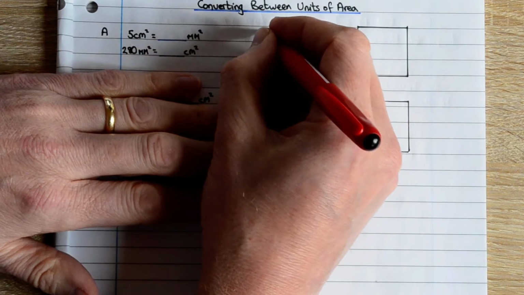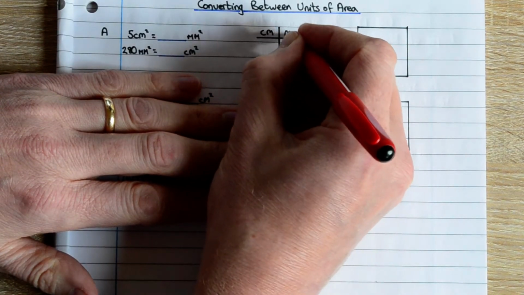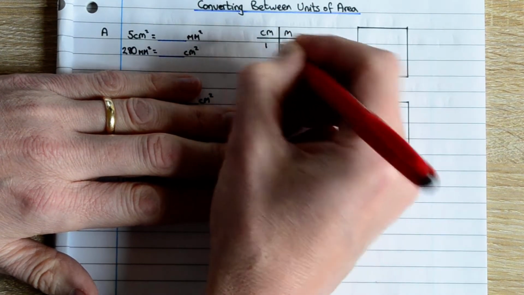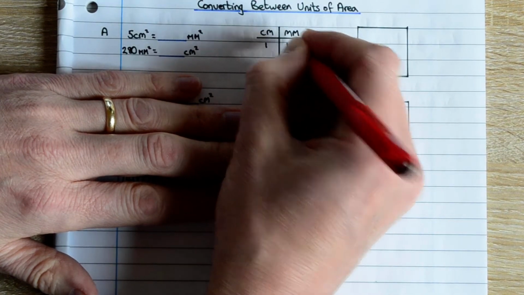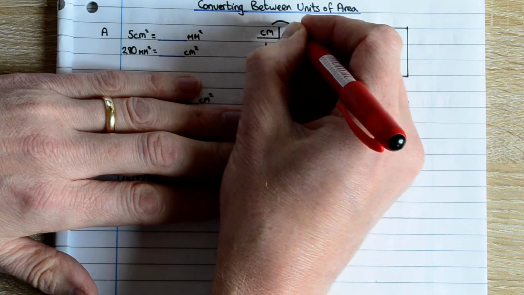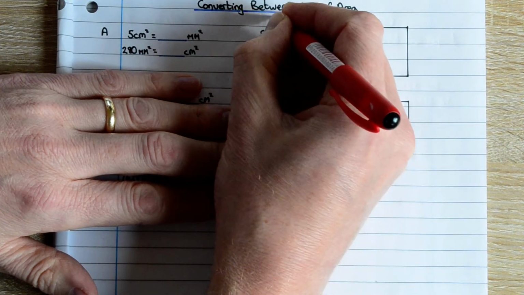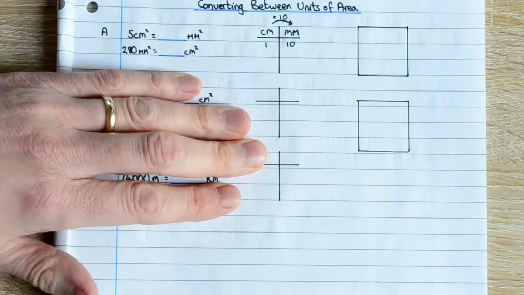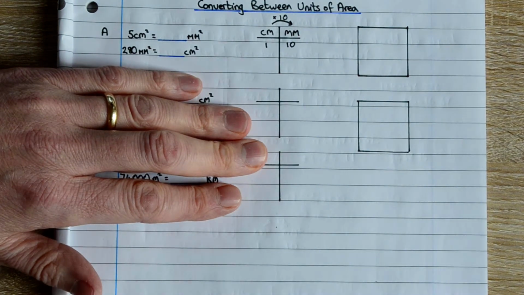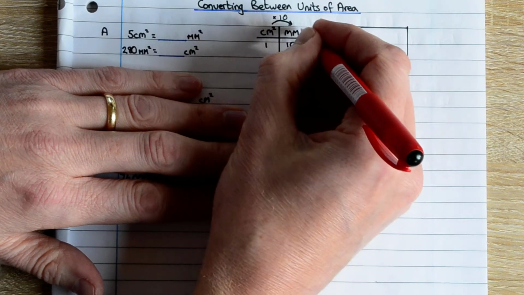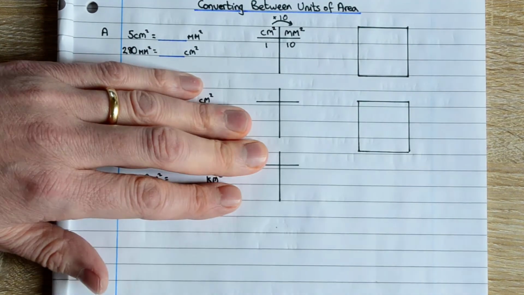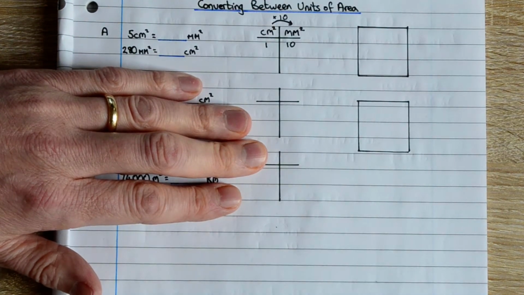So centimetres to millimetres, we know 1 centimetre is 10 millimetres, and so a multiplier is 10. Now, what if we're working in square units? Well, that makes a difference. Why is that different? Well, have a think of a square.